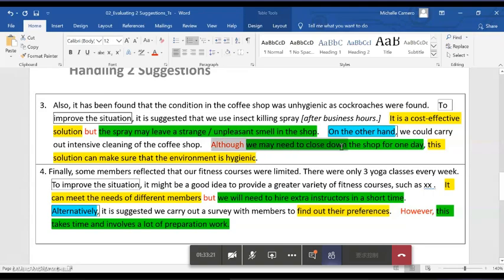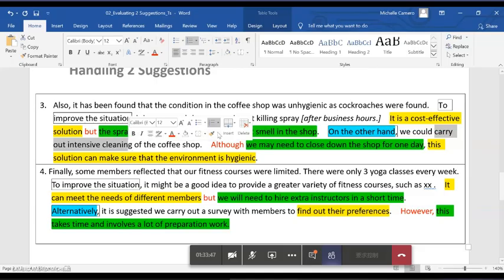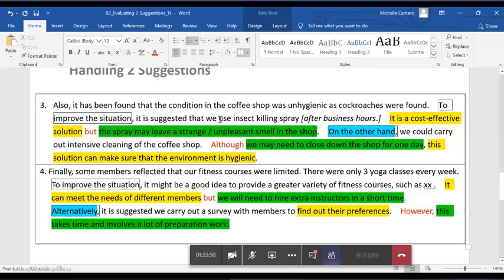And it says, although we may need to close down the shop for one day, that's the disadvantage, this solution can make sure that the environment is hygienic. That's the advantage. And here they use the word although to show the relationship between the advantage and disadvantage. One thing I haven't talked about yet, and I want to tell you right now, is please notice that they said use insect killing spray, and here they said carry out intensive cleaning. So why am I pointing that out to you? Here they use the verb use insect killing spray, or carry out intensive cleaning. So they use the verb carry out.